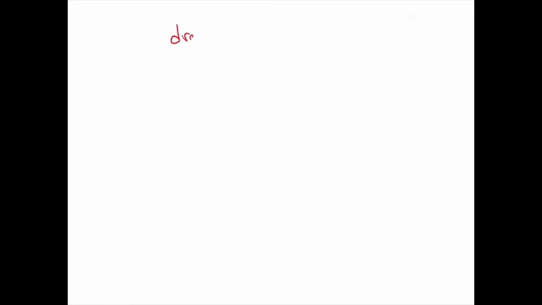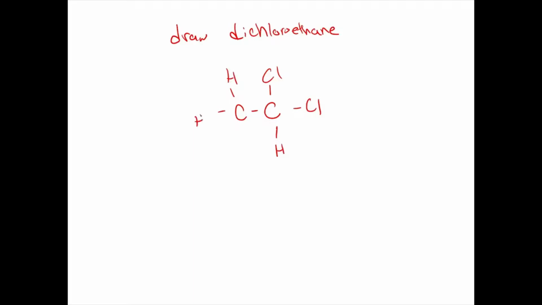So if I said to draw dichloroethane, so I see ethane, so I could have carbon-carbon, and I have 2 chloros. So do I put 2 on one carbon, and then the other one stays as CH3? Or do I do 1 chlorine on each carbon? So in this case, you do have to specify some numbers.